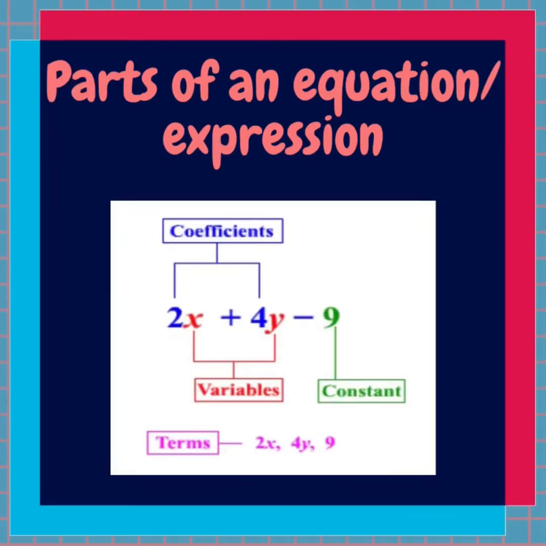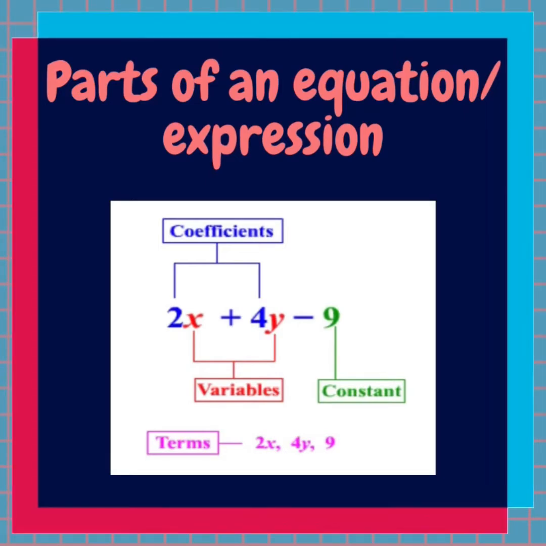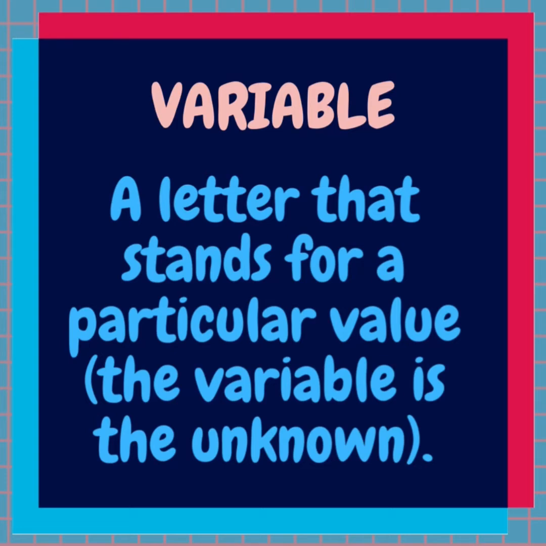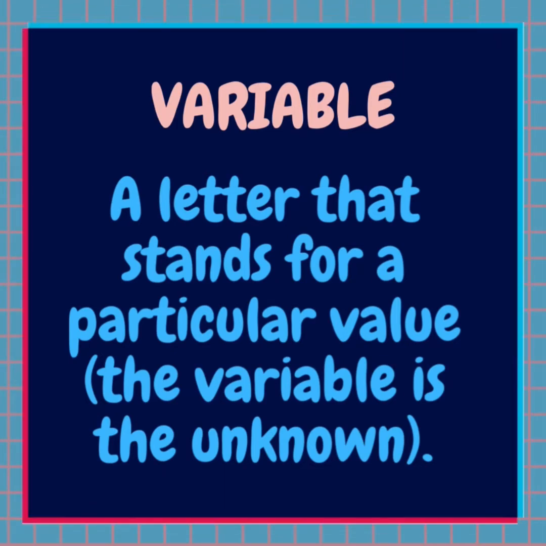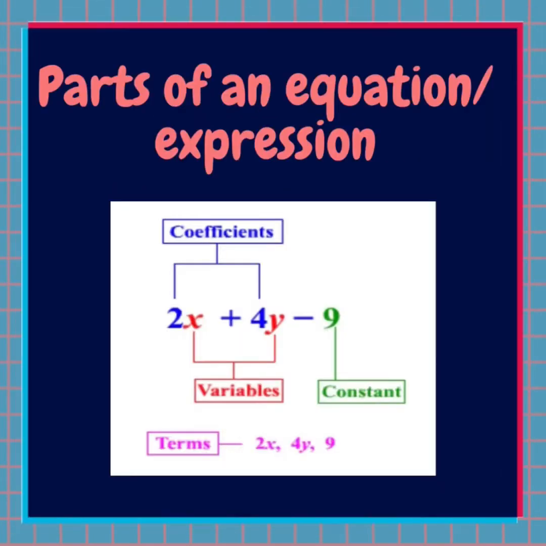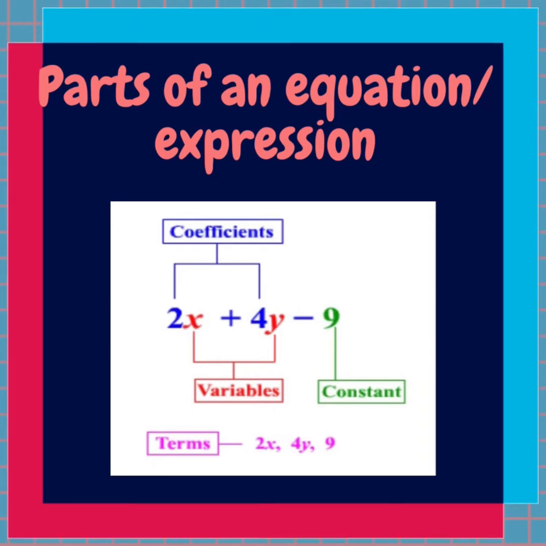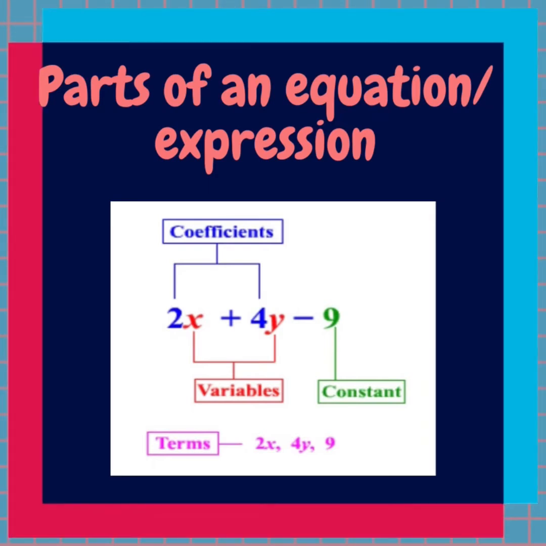Now, are you ready to learn the parts of the algebraic expression or the equation? First, let us look at variables. A variable is a letter that stands for a particular value. The variable is the unknown. In this example, the letters that are representing values are x and y. So x and y are the variables.